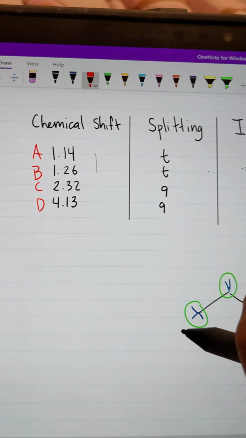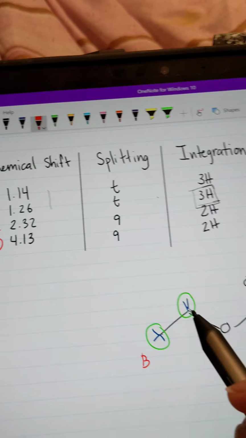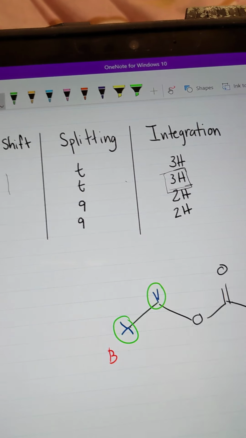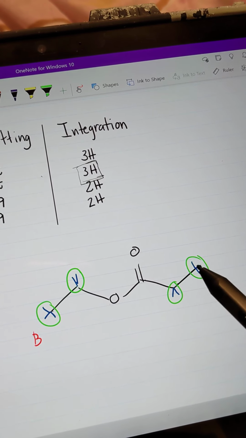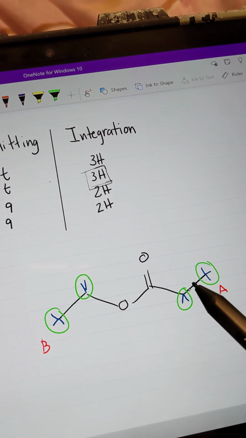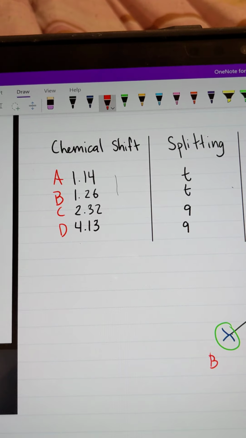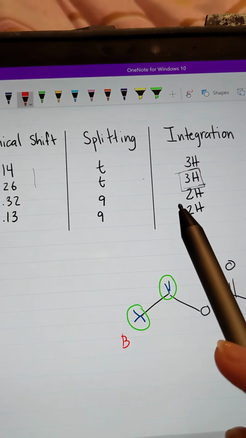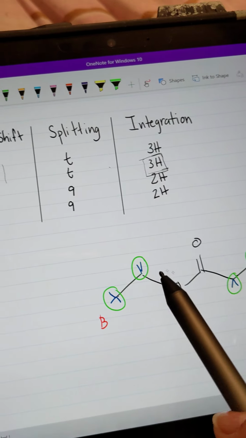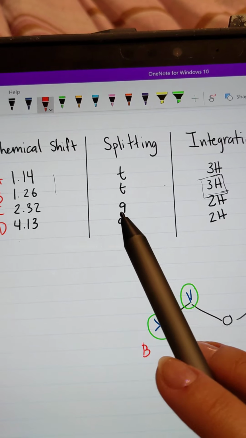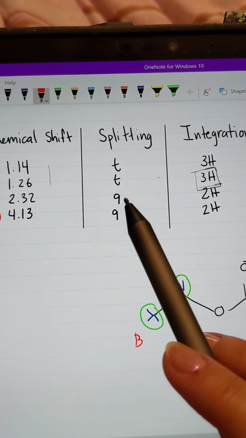So then I would say this one's B. It has the integration of 3, splitting of a triplet, so 2 next to it, so that matches. That's the same for A, integration of 3, splitting of a triplet, so 2 hydrogens next to it. Then for C, it's integration of 2 hydrogens, so it could be either one, next to 3 hydrogens because of the splitting of a quartet.